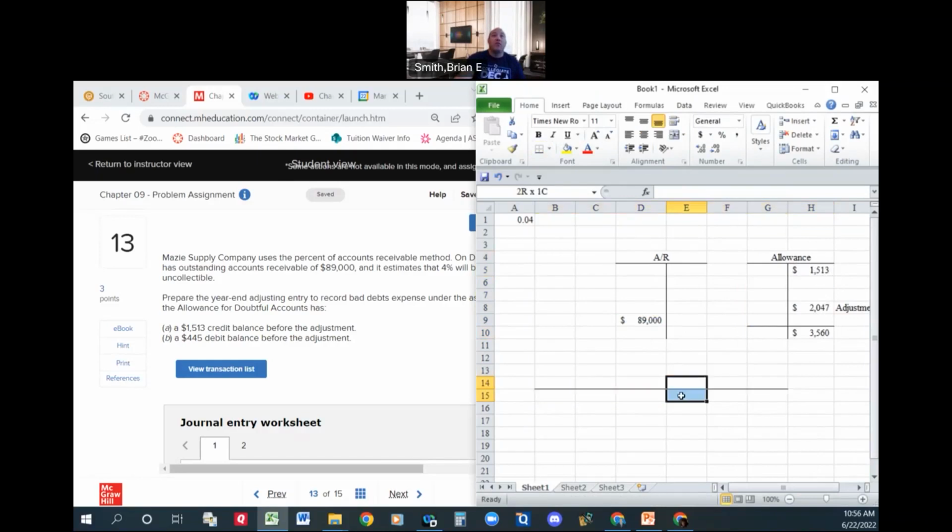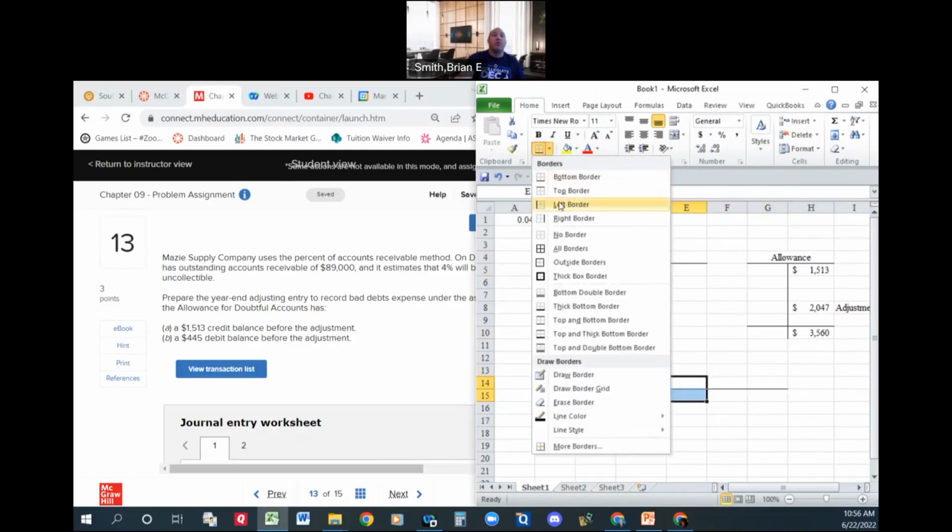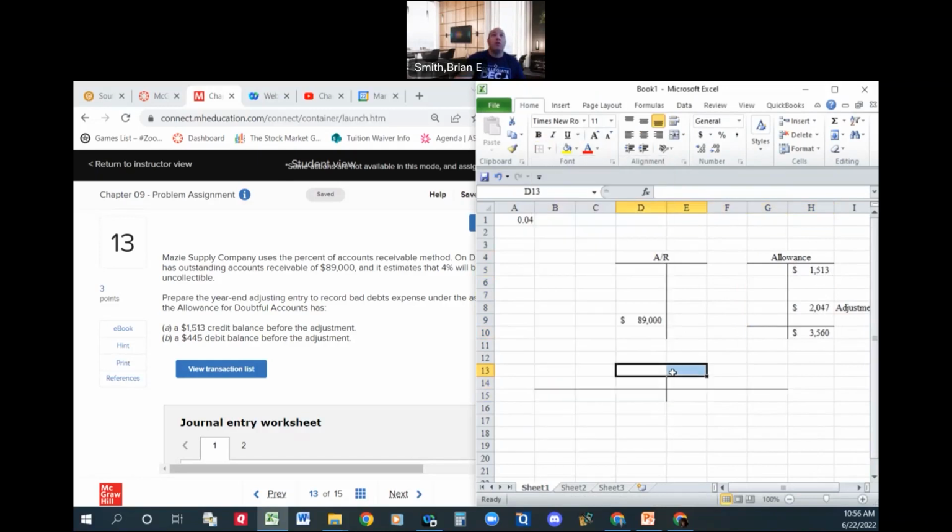And then if this is 0.0 right above here, this is the debit side. This is the credit side. So we're sitting on the credit side at 1,513. We need to get to 3,560. We need to get there by getting 2,047 toward the credit side. That's what we're saying here.